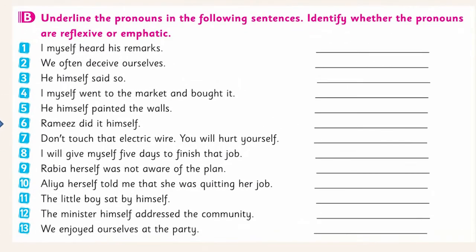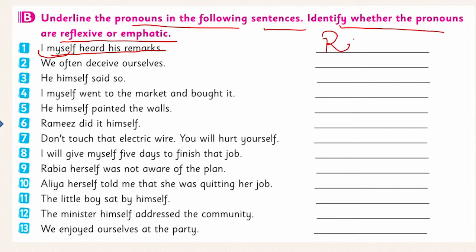The section B here, underline the pronouns in the following sentences. Identify whether the pronouns are reflexive or emphatic. The first one, I myself heard his remarks. So you can see the I and the myself is talking about the same person here. So this is a reflexive pronoun here. The second one, we often deceive ourselves. Yes, they often deceive themselves. So this is again the reflexive pronoun.